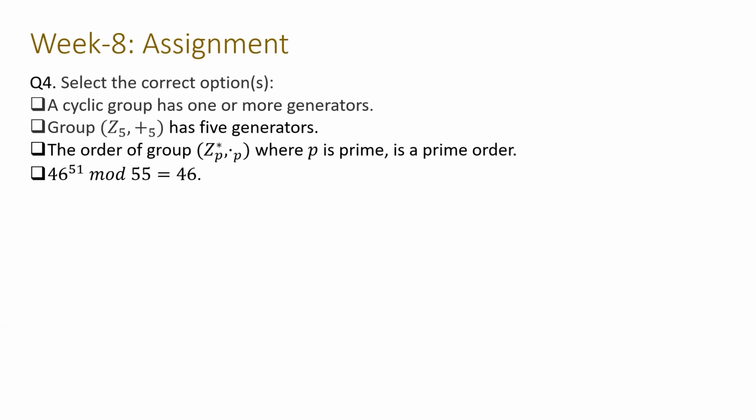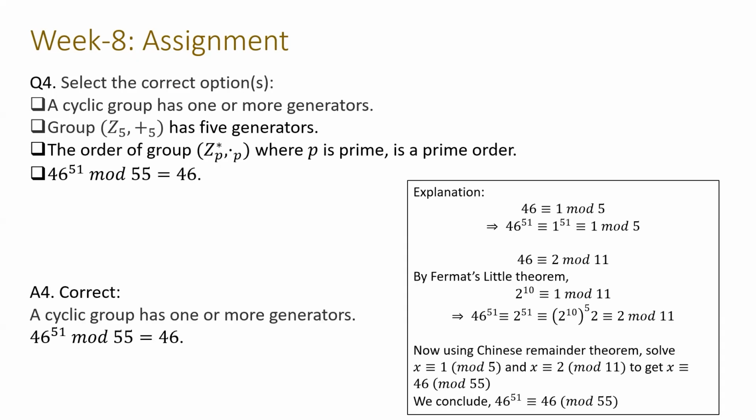Then, the order of the group Zp star with respect to multiplication modulo p, where p is a prime. This statement is not true, because the number of elements in Zp star is p minus 1. So although p is prime, the order of the group is p minus 1, which is not necessarily prime. And the last statement, 46 to the power 51 mod 55 equal to 46. This is true. We will see how.